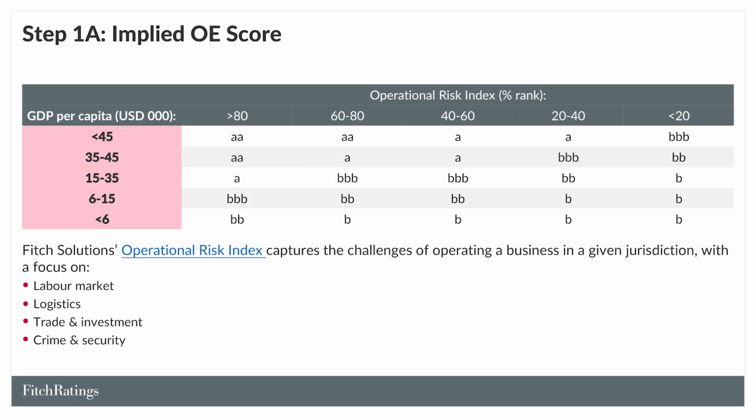The OE score captures Fitch's assessment of the ability of banks in a given jurisdiction to generate business while taking on acceptable levels of risk. Fitch derives an implied OE score using the matrix shown on this slide. The matrix incorporates 2 core metrics, GDP per capita and a ranking using Fitch Solutions Operational Risk Index, which captures the challenges of operating a business in a given jurisdiction.